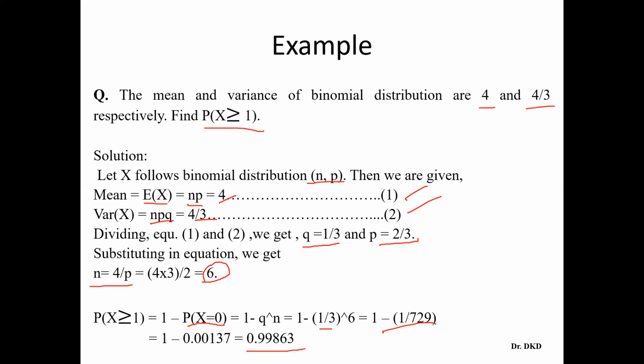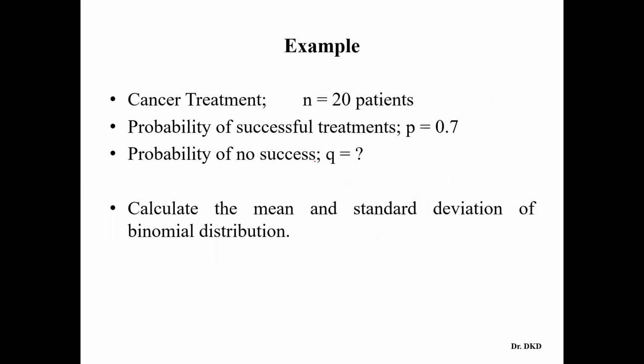So this is about examples of the binomial distribution. Now one example for homework. If you understood all three examples, you can solve this problem. Suppose for a cancer treatment there are 20 patients, and the probability of success of treatment is given. We need to find the probability of not success. In that case, calculate the mean and standard deviation of the binomial distribution. This is the example for your exercise. If you understood the previous three examples, you can solve this easily. This is for practice purposes.